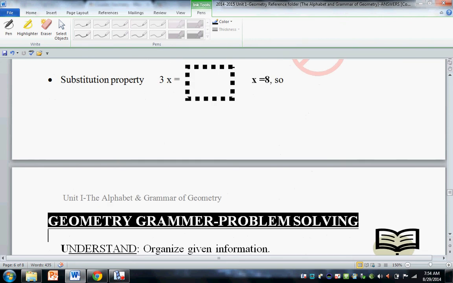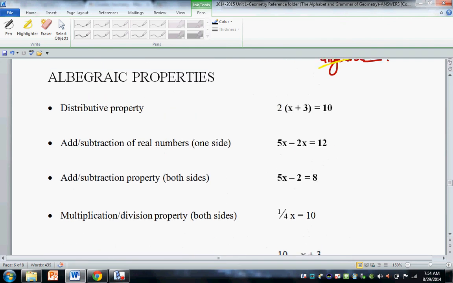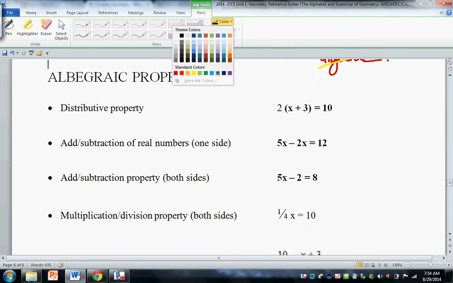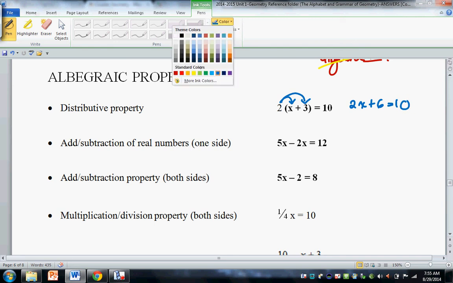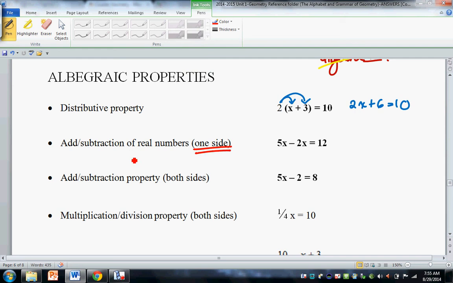A couple other things you need to be familiar with are algebraic properties. These you already know, you just need them for reference. The distributive property says this: if you have something on the outside of the parentheses, you can do this. That's called distributive property. The addition and subtraction of real numbers. We use this when we simply add or subtract on one side of the equal sign. So the next step here would be 5x minus 2x. We would write 3x equals 12. That's called addition and subtraction of real numbers.